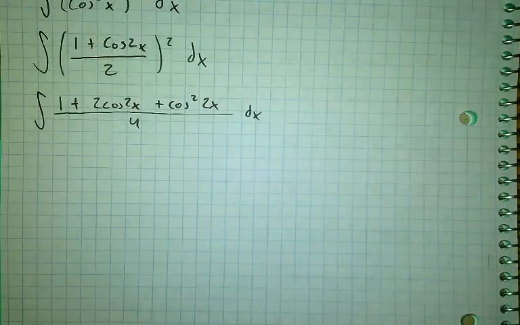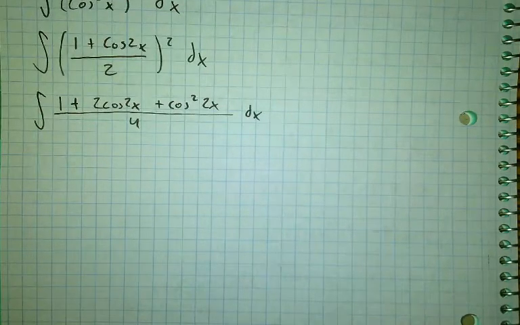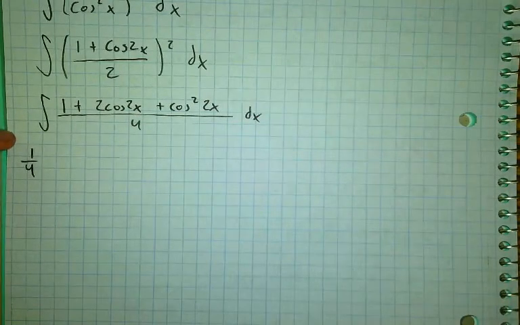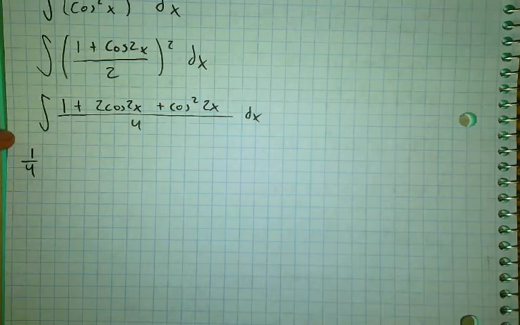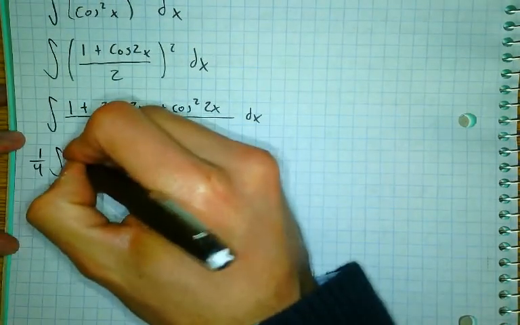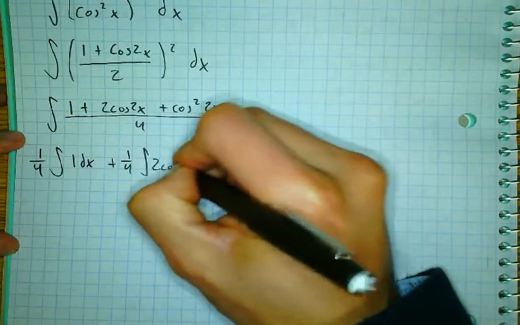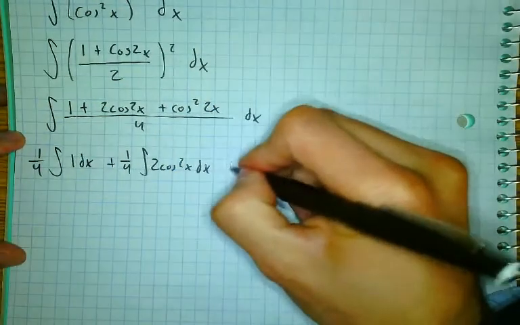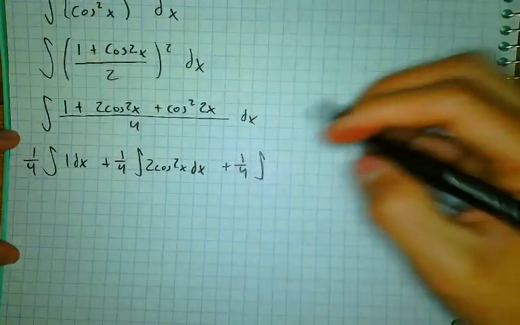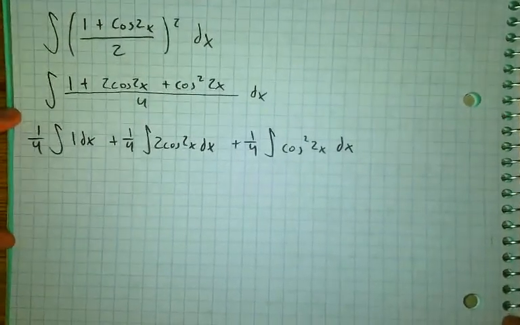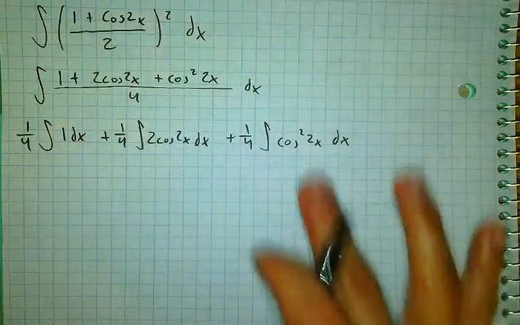Well, there's a couple things I can do. First, I can pull out a 1/4. Secondly, I can split this up into 3 different integrals. You don't have to, but I'm just trying to show you, because 2 of these I'm ready to solve. One of them is the one that's giving me trouble. But I can separate this into 1/4 integral of 1 dx plus 1/4 integral of 2 cosine 2x dx plus 1/4 integral of cosine squared 2x dx. Out of these 3 integrals, you can solve 2 now. The last one, we'll talk about it here in just a second.